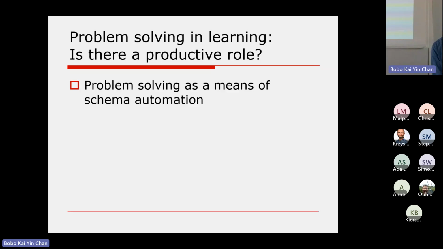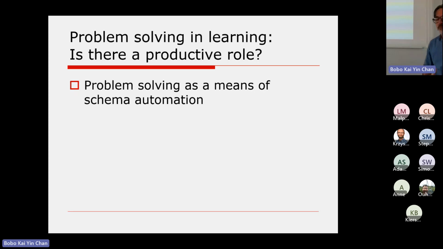Of course there are. The one is the means of practicing, of schema automation and so on. When you provide students with a solution procedure, they learn the solution procedure. They acquire it, and then they need to practice a lot. Partly that is deliberate practice, essentially, that also is an effective role of problem solving. Problem solving is a means of schema automation.